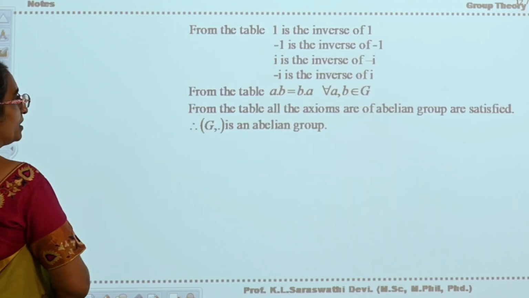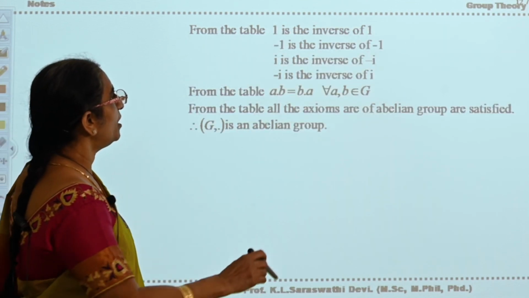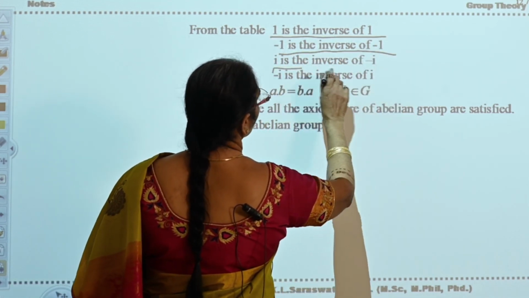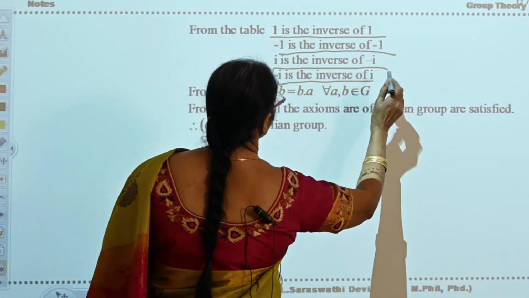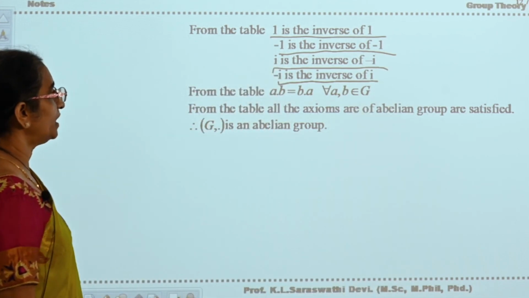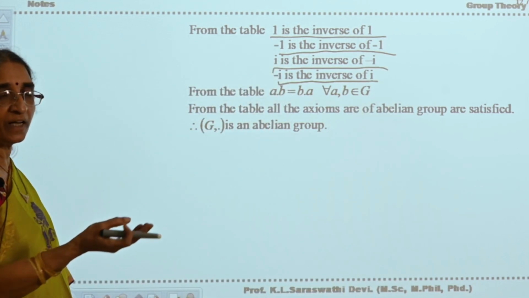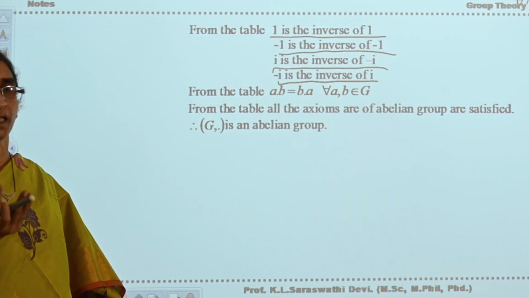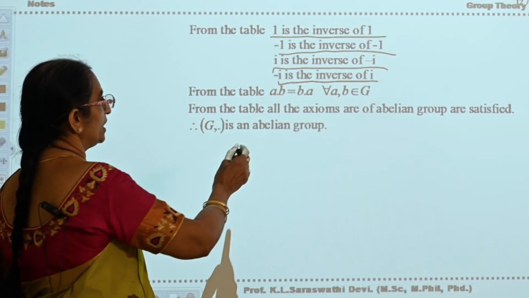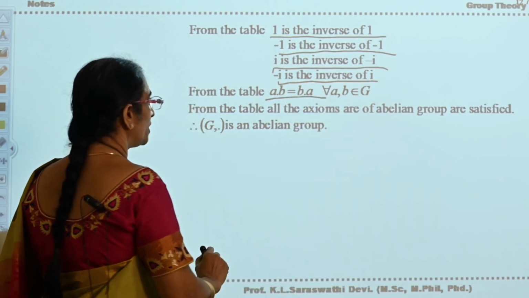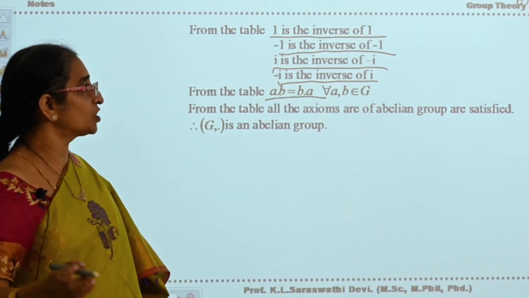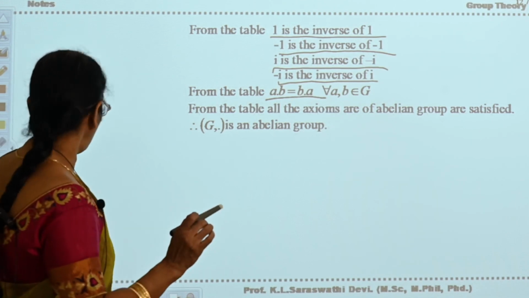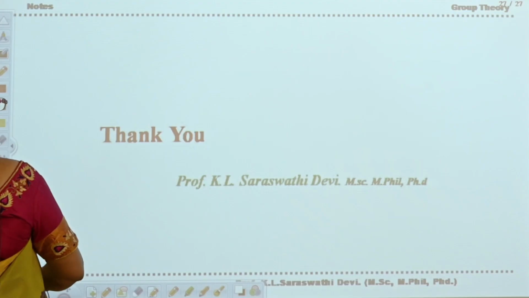Is it clear? This is what was clearly explained. From the table, 1 is the inverse of 1, minus 1 is the inverse of minus 1, I is the inverse of minus I, and minus I is the inverse of I. From the table, along the principal diagonal, all the entries are positioned symmetrically. Therefore, you can say that A dot B is equal to B dot A. From the table, all the axioms of an abelian group are satisfied. Therefore, G dot is an abelian group. Okay? Thank you.